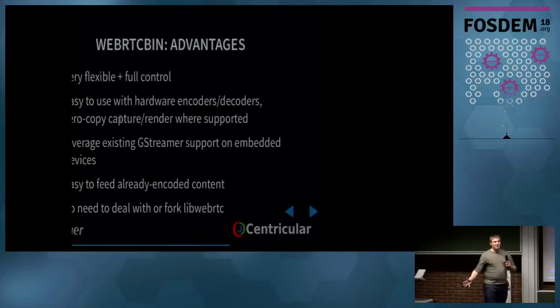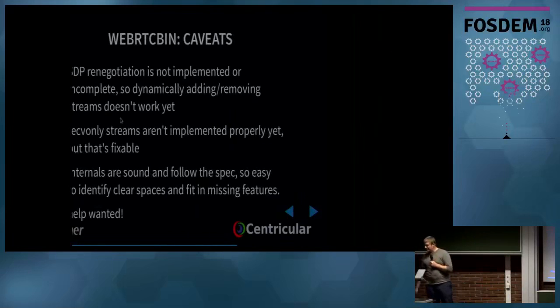It's very flexible. You've got full control. It more or less maps the existing APIs, so you have to learn something new in that respect. The nice thing is you can leverage all the existing stuff in GStreamer: hardware encoders, decoders, zero-copy capture and rendering. You can make all that work, so it will work on embedded immediately. You can feed pre-encoded content, and you don't have to fork libWebRTC and maintain it and update it.